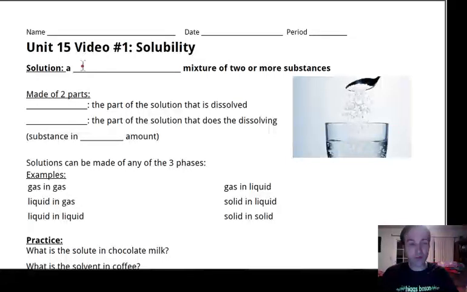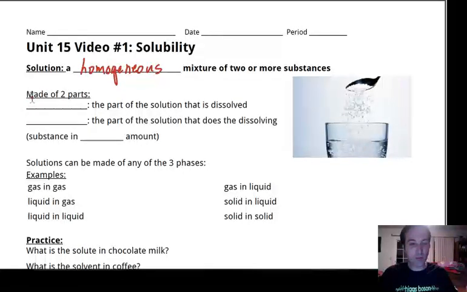So the first thing we need to talk about is basically what a solution is. A solution is a homogeneous mixture of two or more substances. So we talked about these guys really early in the year, and now we're kind of revisiting this topic.